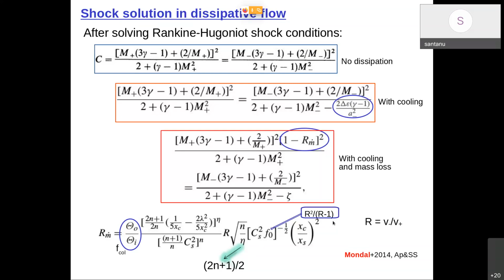As we know, at the shock we see a velocity jump. So this R is defined by pre-shock velocity divided by post-shock velocity. The post-shock velocity decreases after the shock, that means matter is compressed, and N is the polytropic index, which is 1 by gamma minus 1. In all our calculations, we consider gamma equals 4 by 3, relativistic flow. And here you can see theta 0 by theta I is basically the solid angle subtended by the outflow by inflow, and we consider this as a parameter F collimation in our later study.